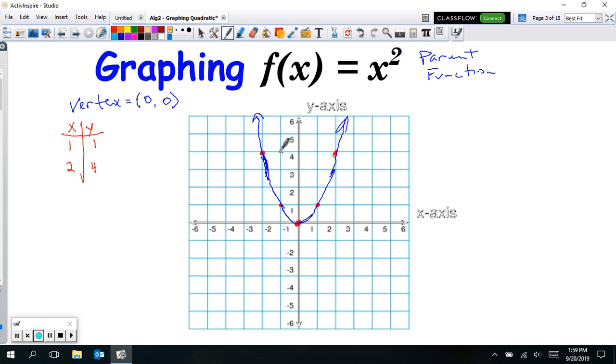All right, let's go ahead and label a couple things on this parent function. We can label the vertex. So our vertex is right here. That's our vertex point. Let's go ahead and label that one. That's the starting point all the time. We have an axis of symmetry. I'm going to put it as kind of a dashed line here. You can do a dashed line going down here. That's the axis of symmetry.